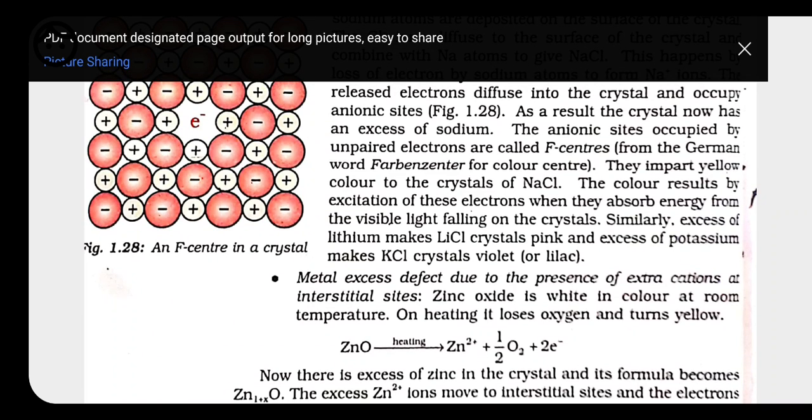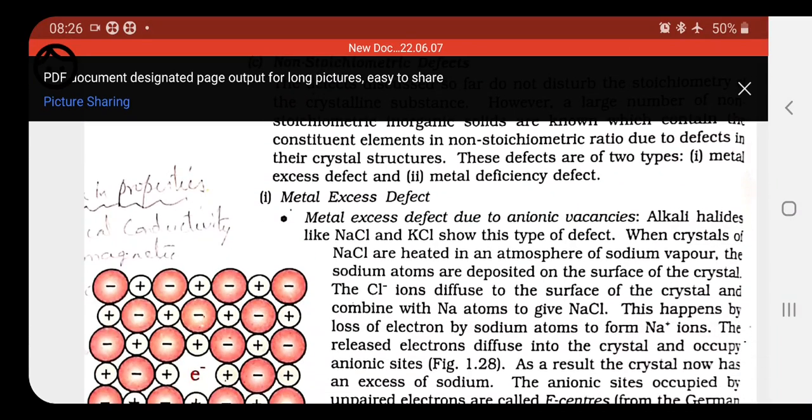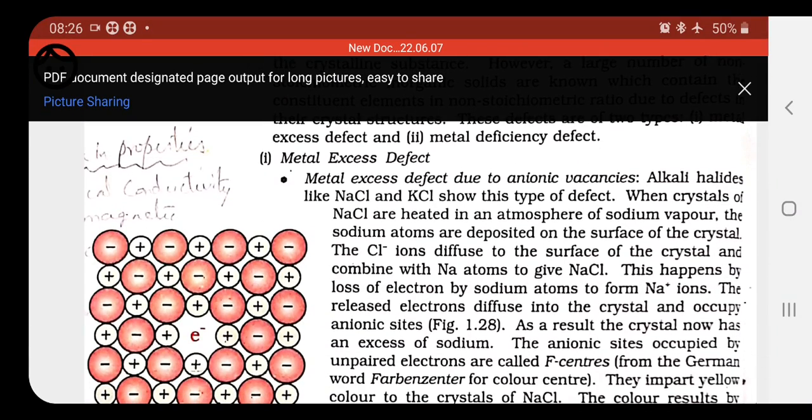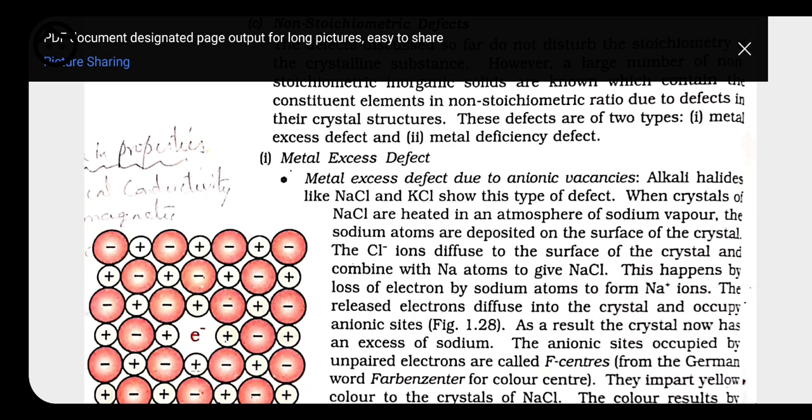But if we are talking about metal excess defect due to the presence of an extra cation, here we should take a few more cations. A larger number of positive ions is involved, and that is called metal excess defect. So first we will talk about metal excess defect due to the anionic vacancy.